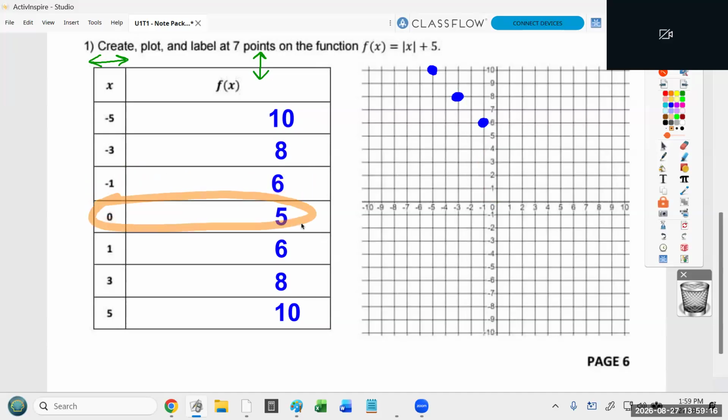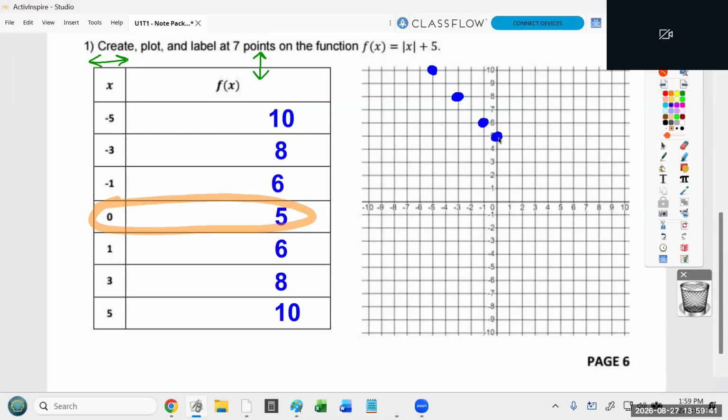I jump down. Now this one has a 0. I find that the 0, for whatever reason, confuses a lot of students. But the 0 just means don't go left or right at all. So the 0 means don't go left and right. The 5 means go up. So I'm going to start at the origin. I'm not going to go left and right. I'm just going to go up and plot a point right there. That's what 0, 5 means.